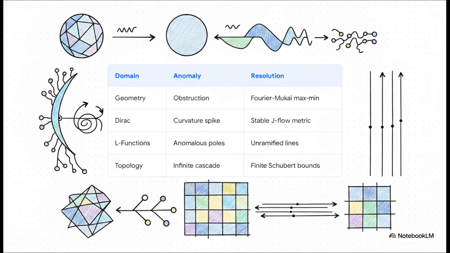In geometry, the hypothetical topological obstruction was smoothed into a finite max-min representation by the Fourier-Mukai kernel. Over in the Dirac spectrum, the infinite curvature spike and energy explosion were regularized into a stable metric via J-flow convergence. For our L functions, the anomalous complex poles from those shifted weights were forced by global reciprocity to snap right back to unramified integer lines. And finally, in topology, the threat of an infinite non-convergent patch cascade was strictly capped by those finite Schubert cell intersection bounds. The anomaly is neutralized across the board.